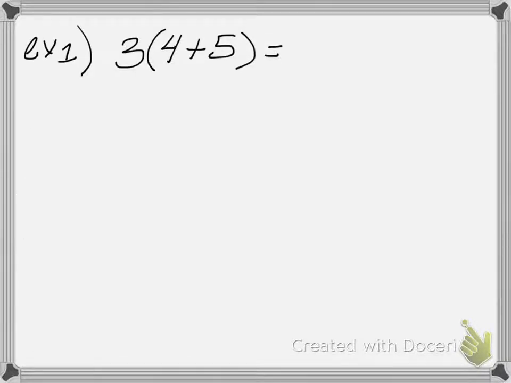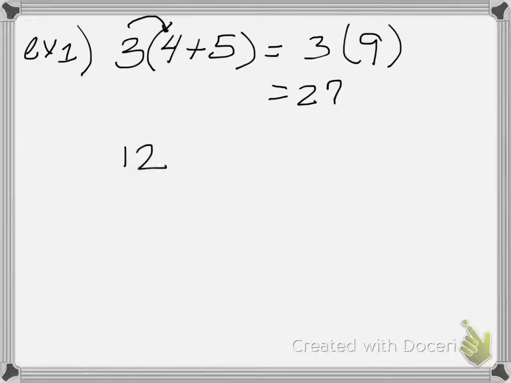Here's an example that will do both ways, using the order of operations and using the distributive property. Using the order of operations, we would do this 3 times the quantity of 4 plus 5 as 4 plus 5 first, which is going to be 9, and then you take that and multiply that to 3, which gives you 27. But if we apply the distributive property first, we can say, hey, we can take the 3 and multiply that into the 4. That'll give us 12. Then we can take the 3 and multiply that into 5. And that gives us 15. And if we do 12 plus 15, it still gives us 27.